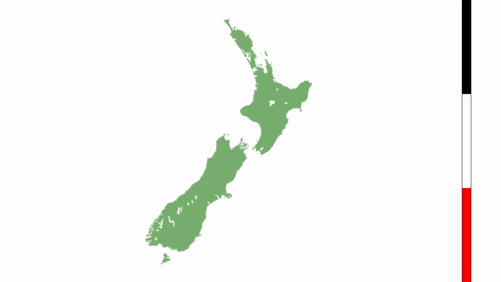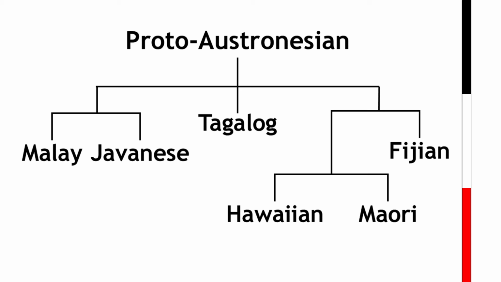Maori is the indigenous language of New Zealand. It's an Austronesian language, thought to have been brought to the islands around the early 14th century, and is related to many other languages of the Pacific, including Hawaiian, Malay, Fijian, Javanese, and Tagalog.